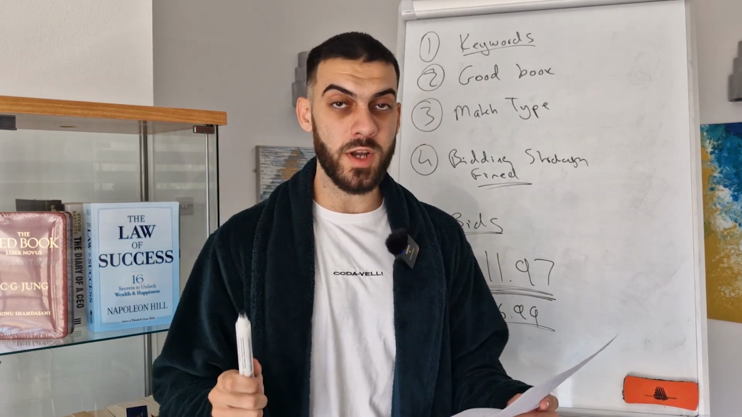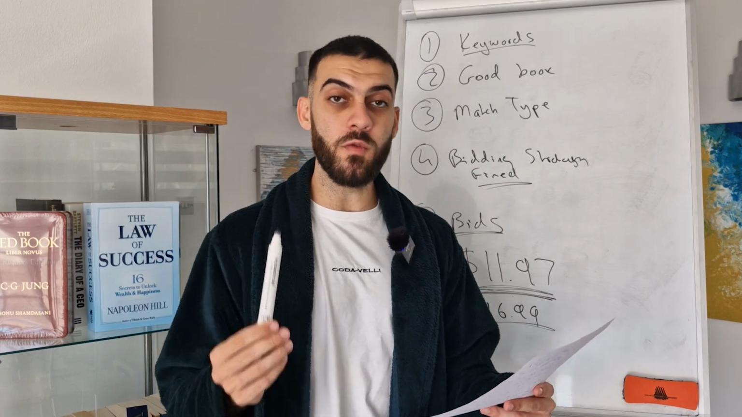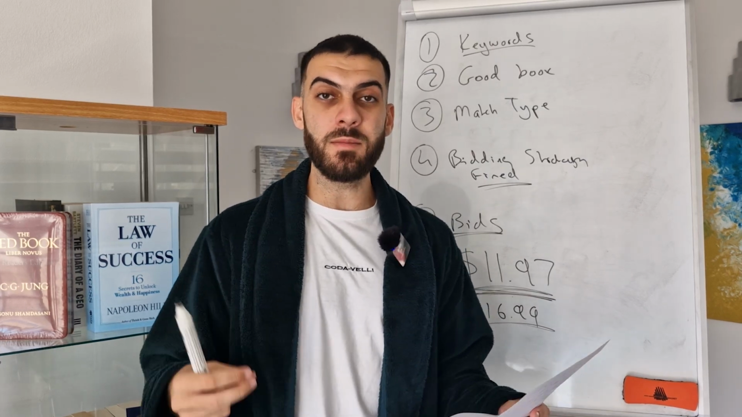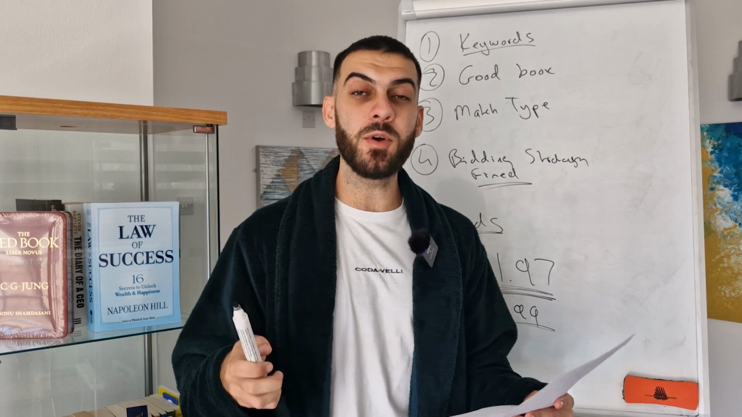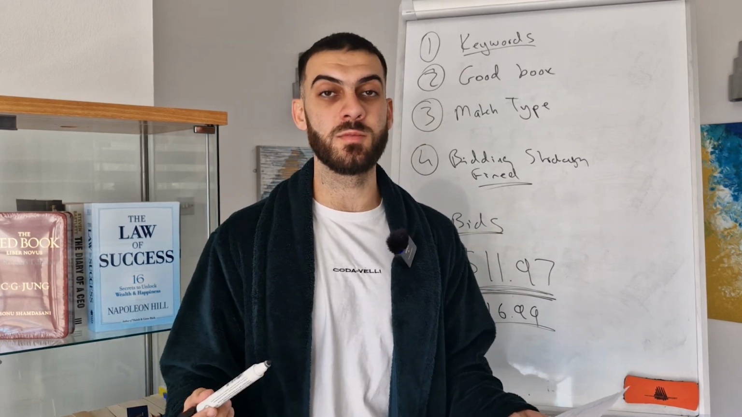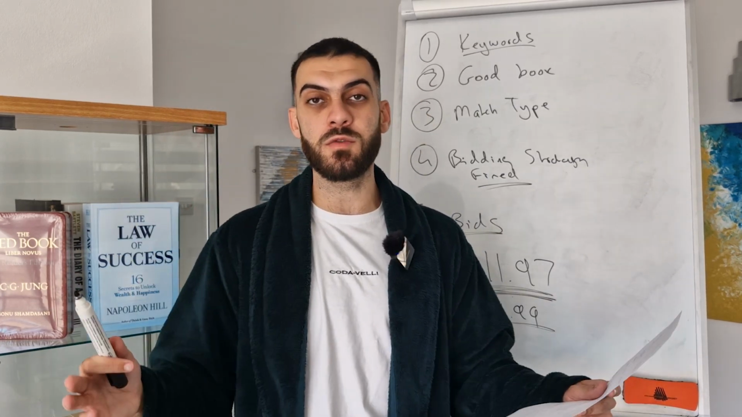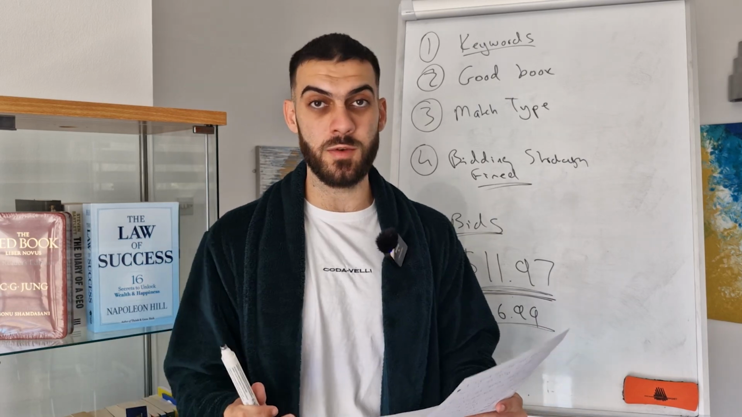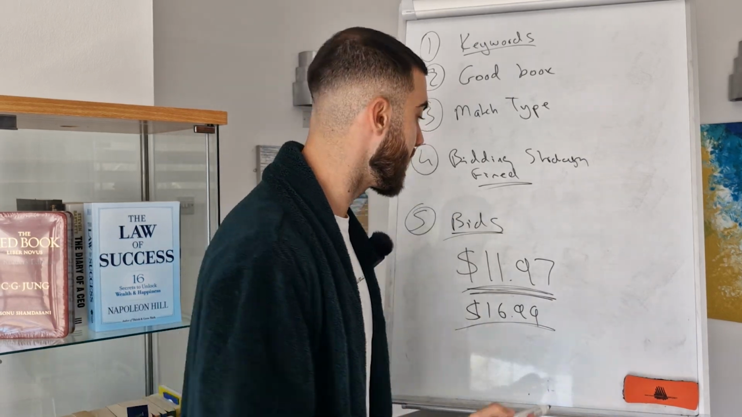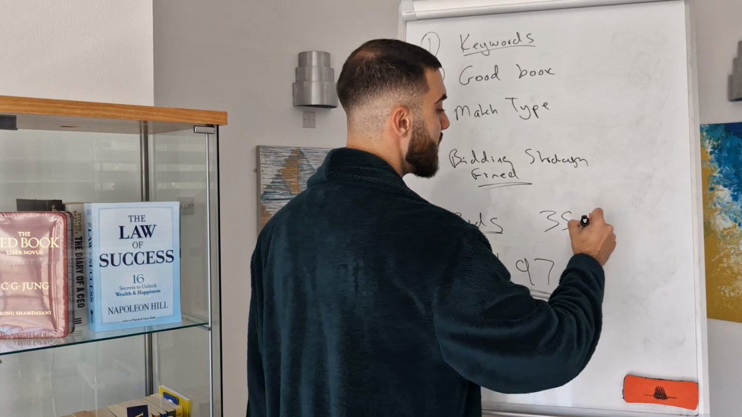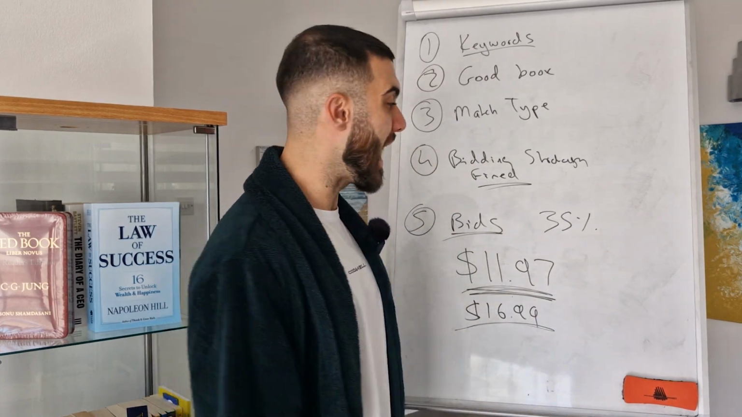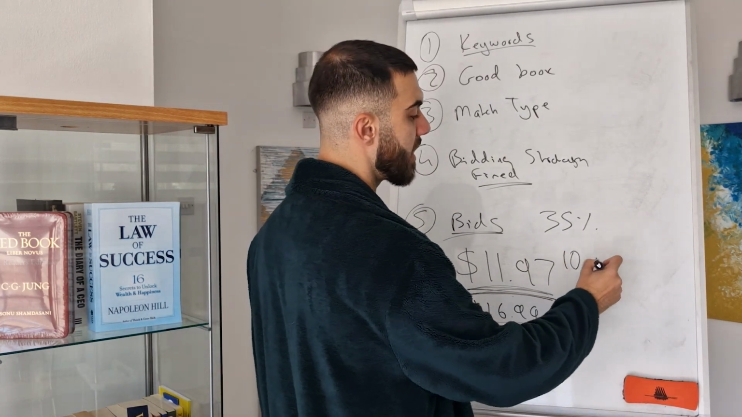My click-through rate is 1.18, over 1% click-through rate. The average on Amazon is 0.5. Now, my book has less than 100 reviews, because I know a bunch of you are going to say maybe you have hundreds of reviews. My book has less than 100 reviews. Now, what's the conversion rate for this campaign? The conversion rate for this campaign is 35%. The average conversion rate on Amazon is 10%.